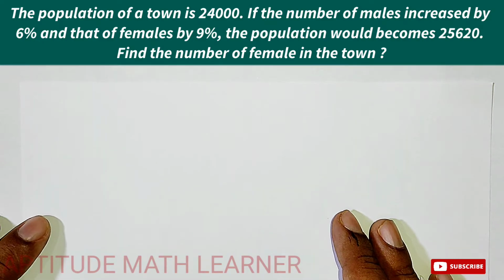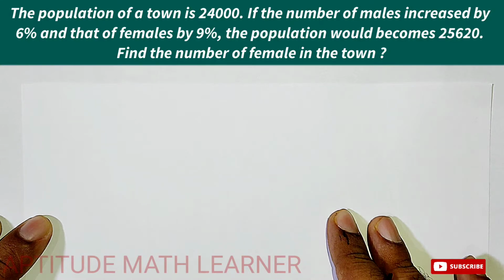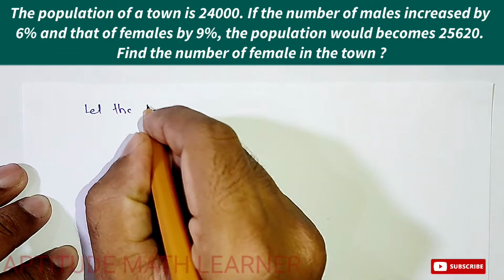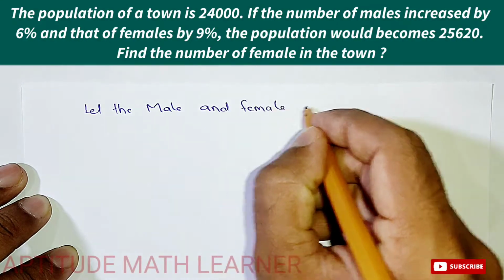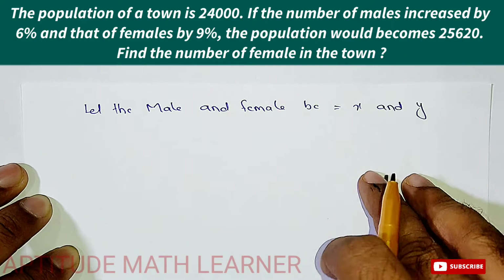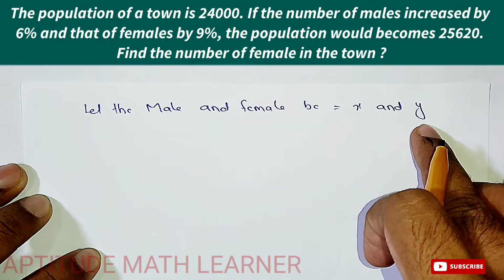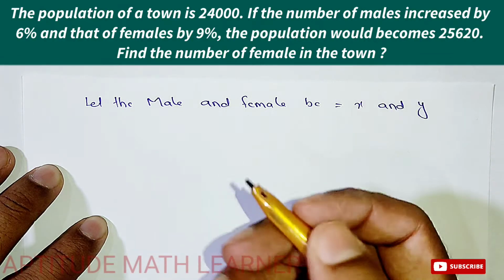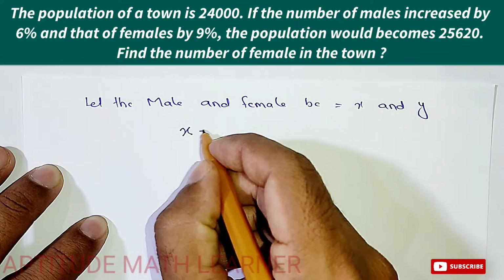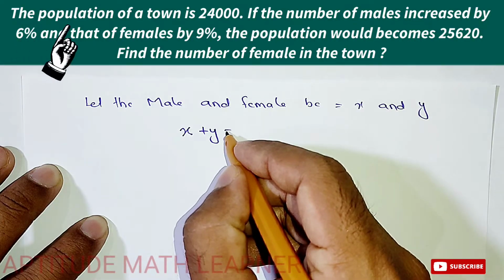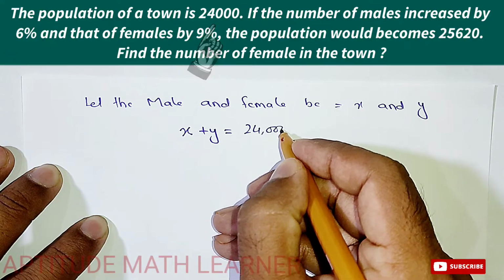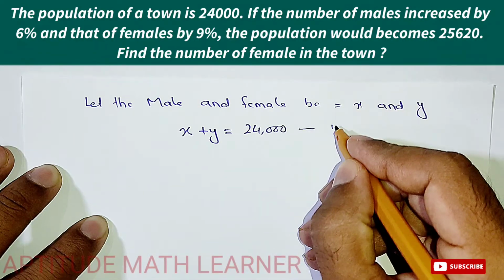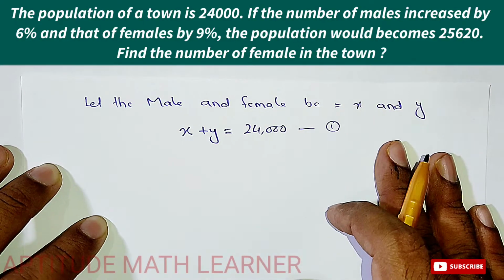For this, the first thing we do is let the male and female populations be X and Y. For the male we have taken X and for the female we have taken Y. Before the increase we have the total population of the town, so male plus female, the total population is 24,000. This is our equation number 1.